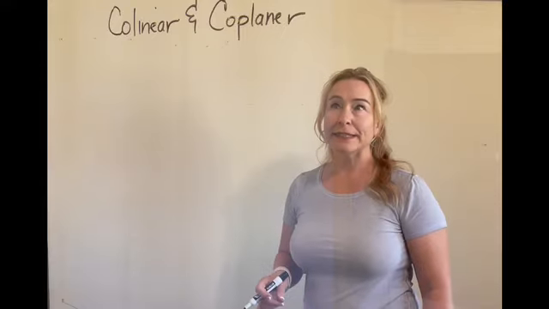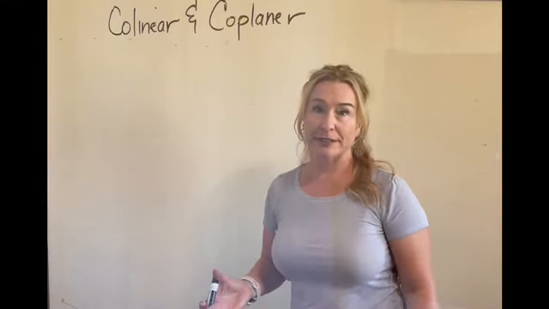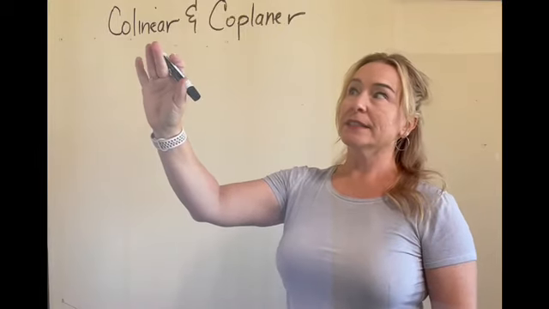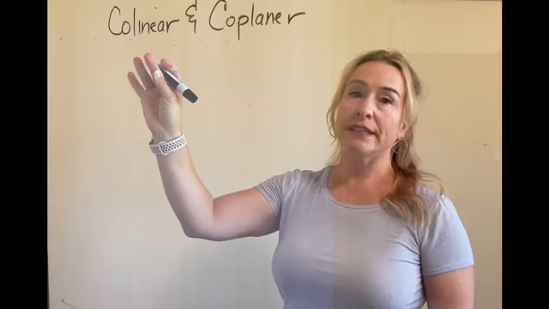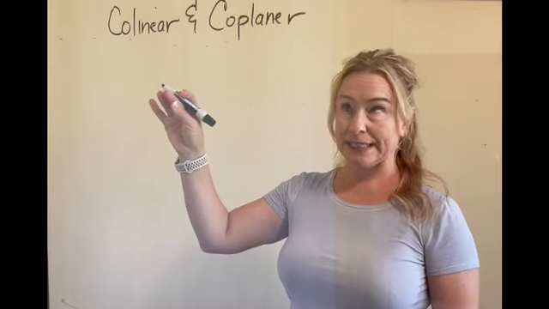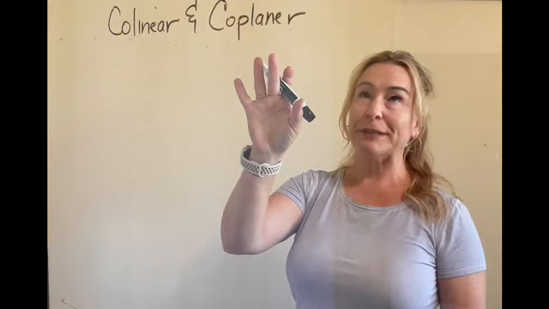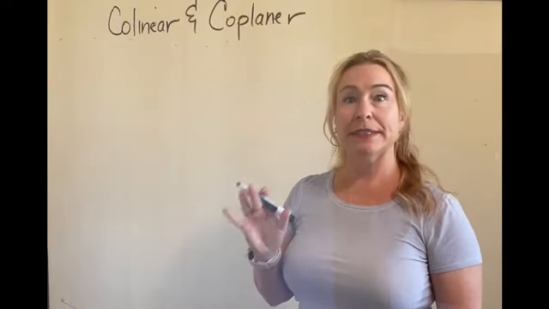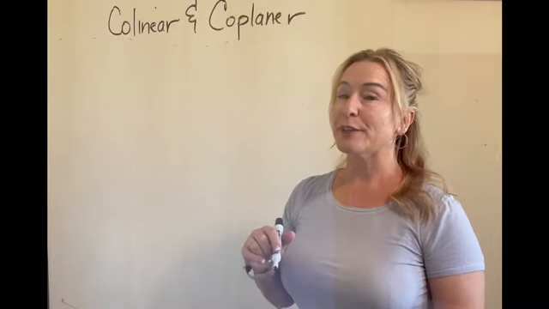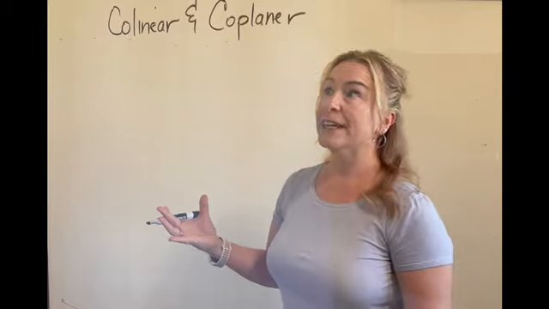Let's look at collinear and coplanar. These are both vocabulary words. Collinear is a line, so linear is line, and if something is collinear, it means they're on the same line. And a plane is like a flat, two-dimensional surface, and that means they are all on that same plane.